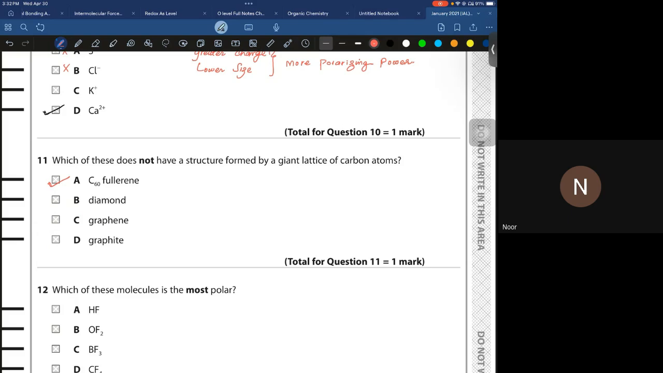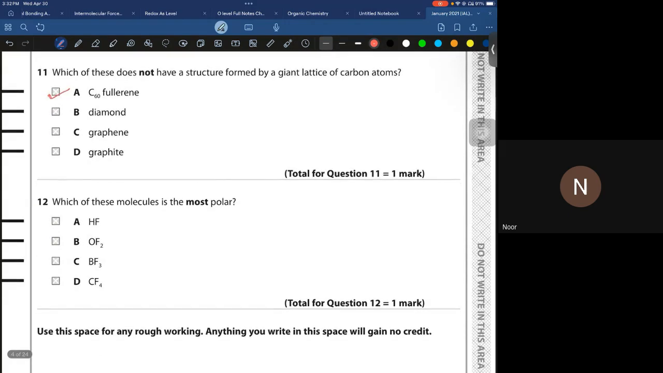Okay. Which of these molecules is the most polar? Remember, the one which is going to have the higher electronegativity difference is going to be the most polar one. So obviously A is correct, because the electronegativity of fluorine is higher. That's why A is correct.